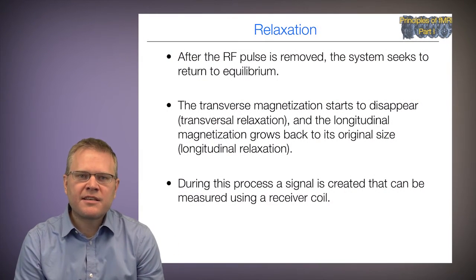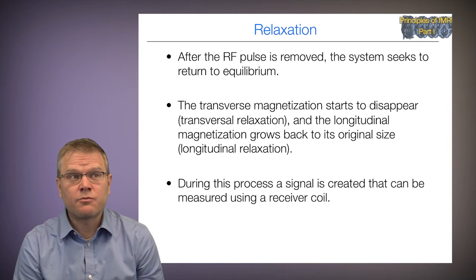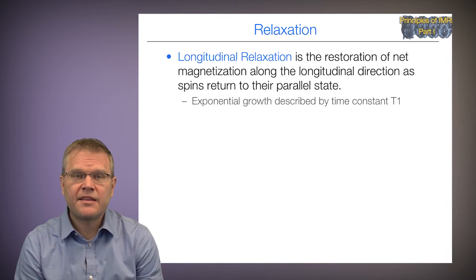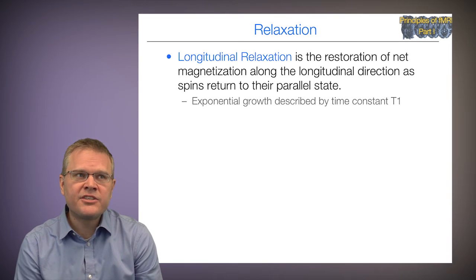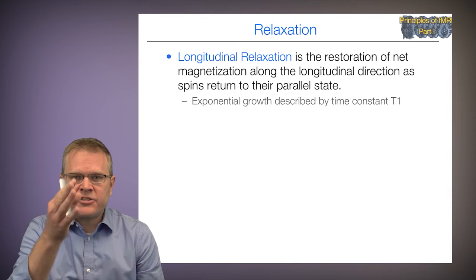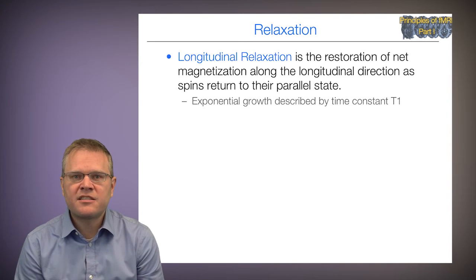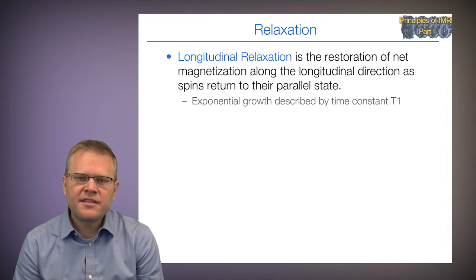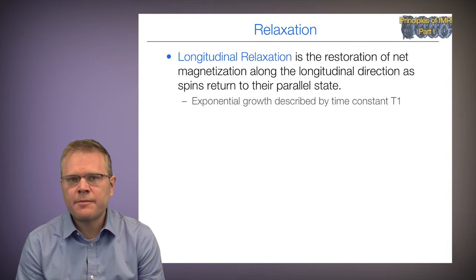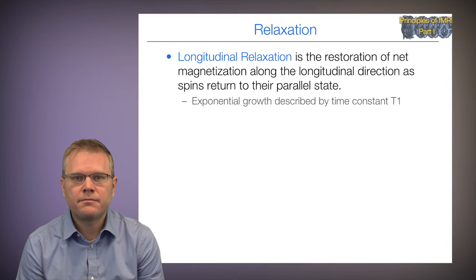This is a process called longitudinal relaxation. Basically, we have the hydrogen atoms pointing this direction, we remove the RF pulse, and they start going back into their original longitudinal direction again. During this process, a signal is created that can be measured using a receiver coil, and this is the basic signal that we use in MRI. So longitudinal relaxation is the restoration of the net magnetization along the longitudinal direction as the spins return to the parallel state. This is measured by an exponential growth described by a time constant called T1.